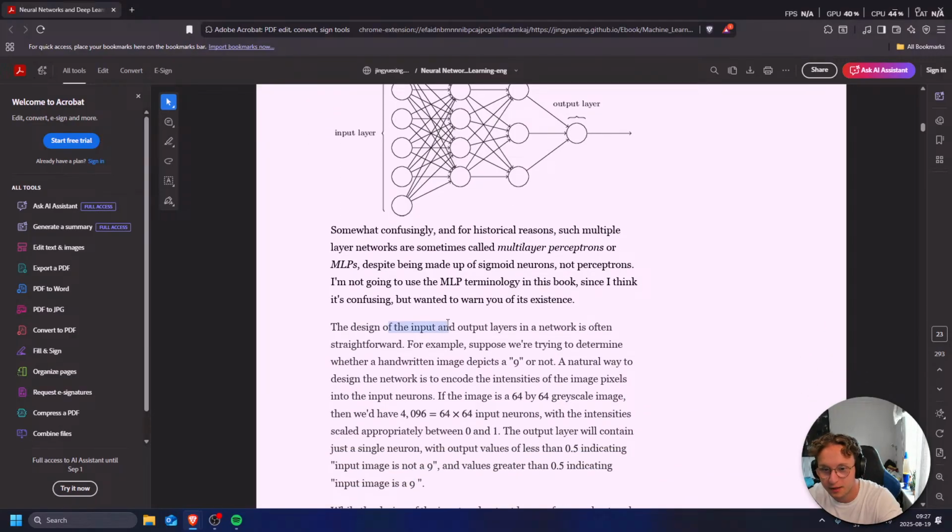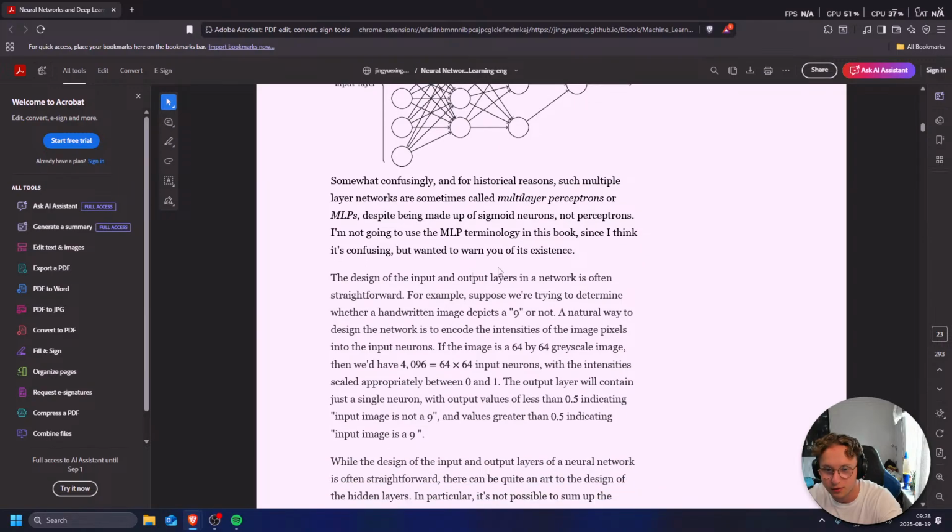The design of the input and output layers in a network is often straightforward. For example, suppose we're trying to determine whether a handwritten image depicts a 9 or not.